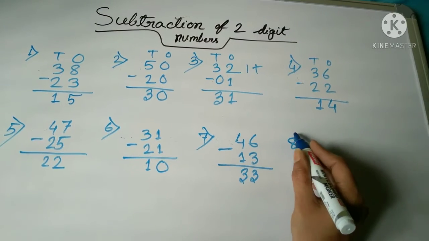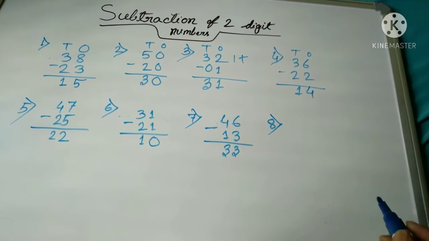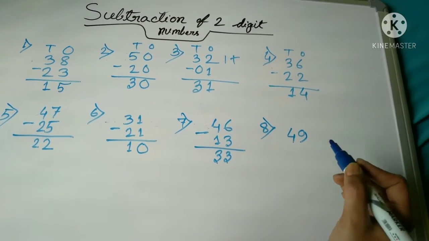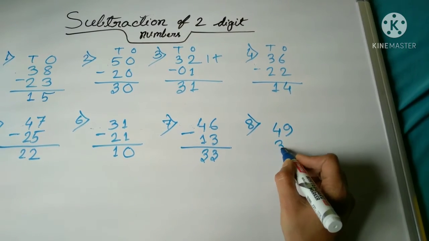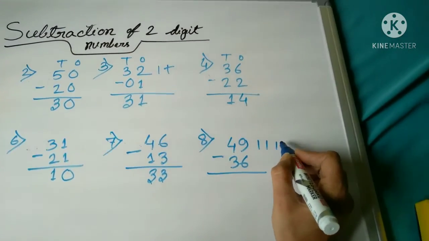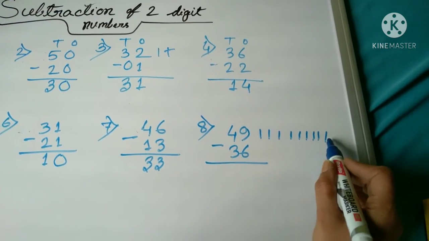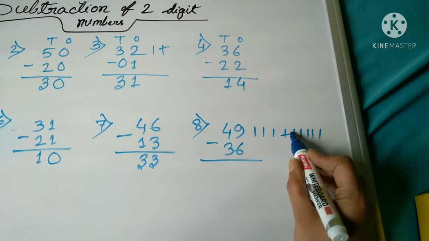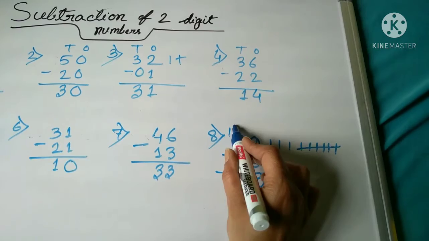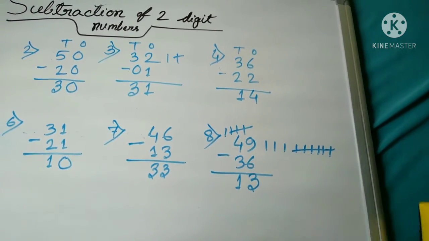Next, 8. 49 by 36. 1, 2, 3, 4, 5, 6, 7, 8, 9. Cross out 6 of them. Remaining 3. Here 1, 2, 3, 4. Cross out 3 of them. 1.